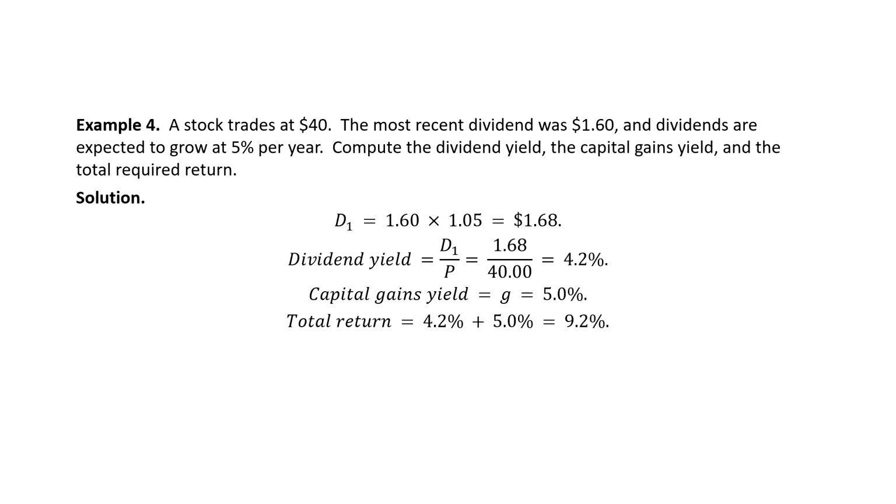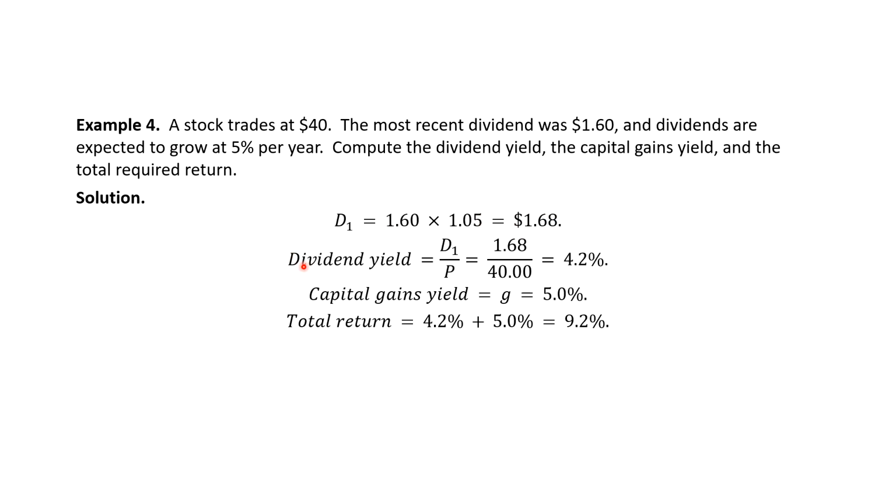Let's look at an example that uses the formulas from the previous slide. A stock trades at $40. That's the current price. The most recent dividend was $1.60, and dividends are expected to grow at 5% per year. Compute the dividend yield, the capital gains yield, and the total return. First we'll compute D1, the first dividend. That's $1.60 times 1.05. This takes into account the 5% growth, so $1.68.